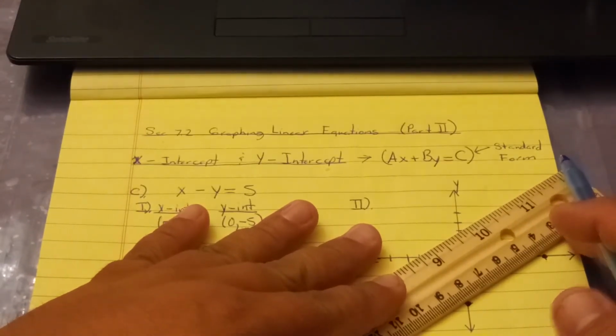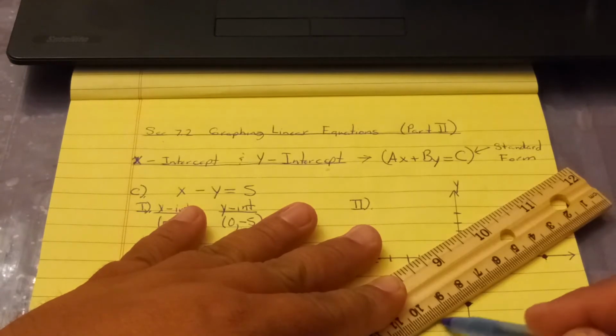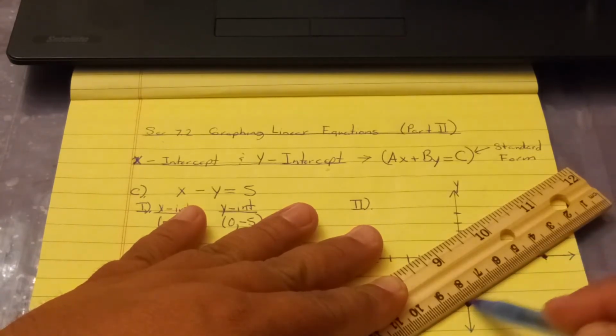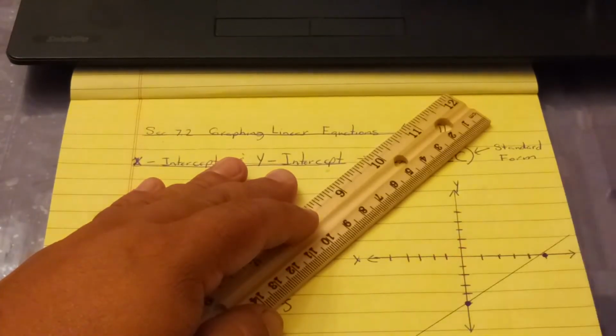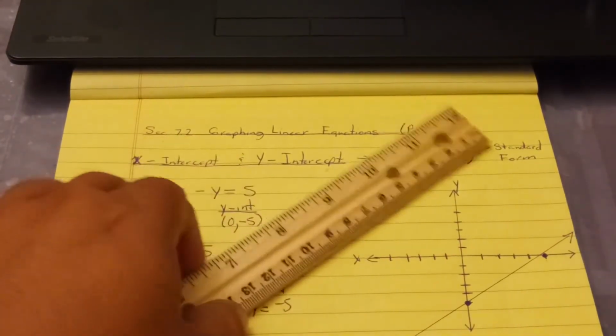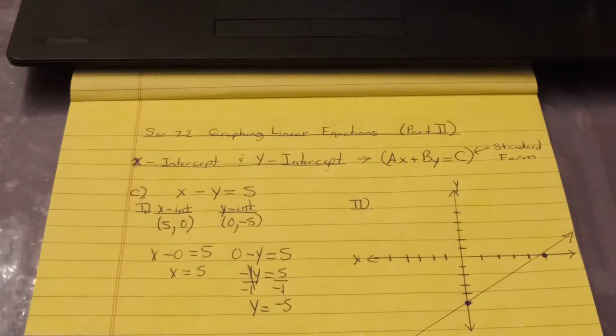If they make some type of curve or something very drastic, that means that more than likely your calculation went bad. So it does form a line. And that is your graph for that one.